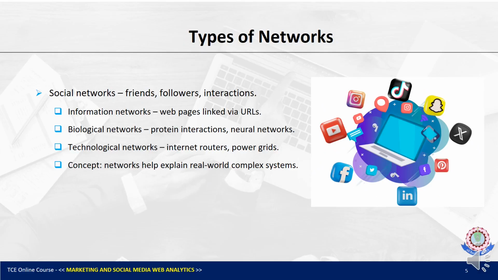Types of networks. Networks appear everywhere around us. Social networks such as Instagram and Facebook connect people through friendship and following relationships. Information networks like the World Wide Web connect pages through hyperlinks. Biological networks model protein interactions or neural links. Technological networks include the internet backbone. Understanding these networks helps us decode complex systems.